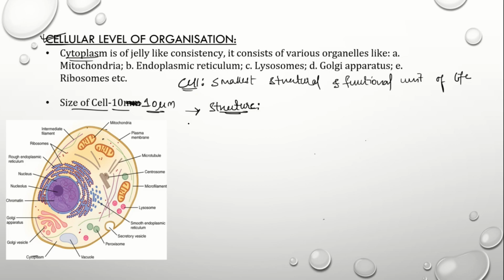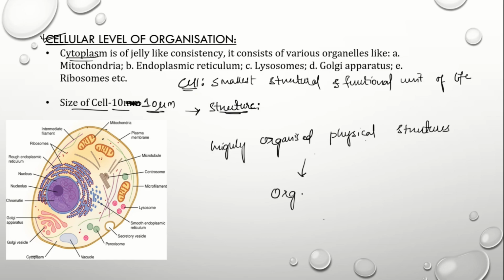Cytosol is a jelly-like consistency fluid which is present inside the cell wall, and inside this cytoplasm there are various highly organized physical structures which are suspended in the cytoplasm, and that we call an organelle. So what do you mean by organelle? An organelle is a highly organized physical structure which is dispersed in the cytoplasm of the cell.